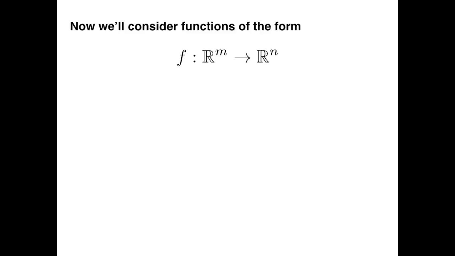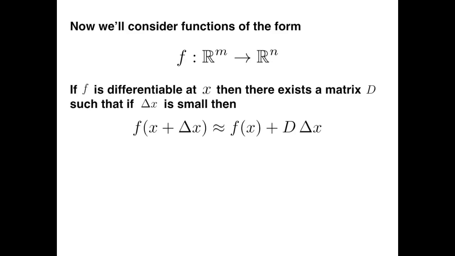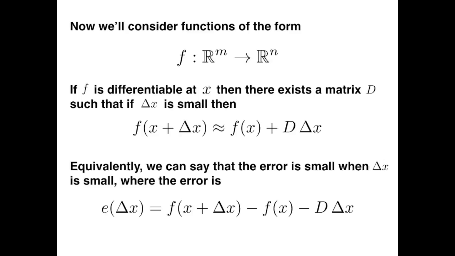Now we'll consider functions of the form f maps Rm to Rn. That is, f accepts vectors as input and outputs vectors. If f is differentiable at x, then there exists a matrix D such that if delta x is small, f of x plus delta x is approximately equal to f of x plus D delta x. And so this agrees with our intuition. This is what we want the derivative to be. Equivalently, we can say that the error is small when delta x is small, where the error is f of x plus delta x minus f of x minus D times delta x.